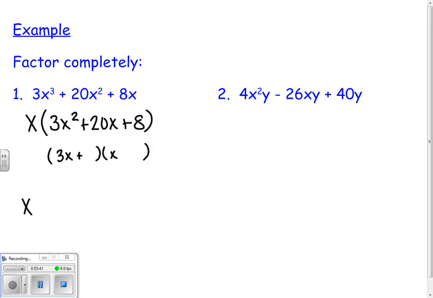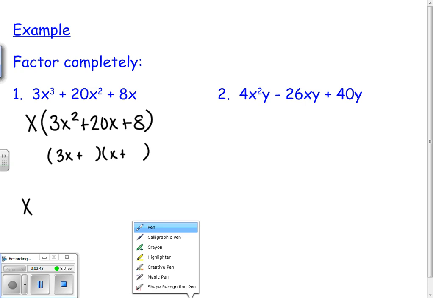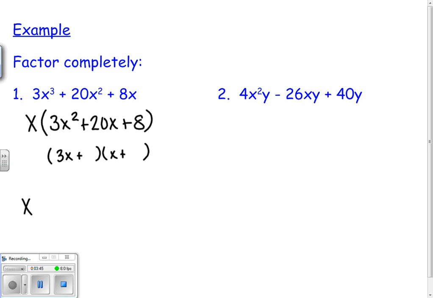So if I try, I'm actually going to switch to my magic pen so that it kind of erases itself. If I try a 4 and a 2, I get 4x and 6x. That's not 20. Okay, so let me try, instead of 4 and 2, why don't I try 2 and 4? It gives me 2x and 12x. Still not going to give me 20. Okay, new factor pair. So 4 and 2 don't work. Let's try 1 and 8. 1x and 3 times 8 is 24x. No, that won't give me 20 either.